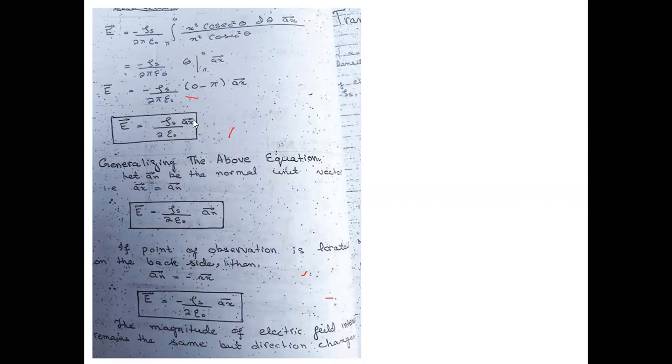So rho s ax over 2 epsilon naught, this is the equation for the electric field intensity due to infinite sheet charges. Now generalizing the above equation, if this is along the x, let's suppose we have the n direction. We can take the back side of the sheet and replace x with minus x, so we will get minus rho s ax over 2 epsilon naught.